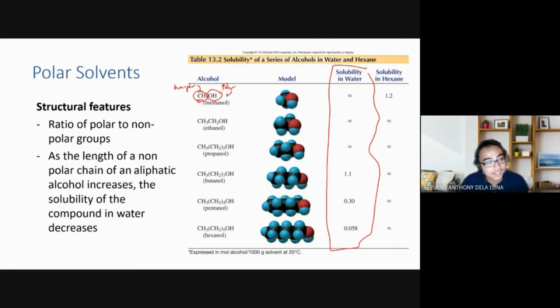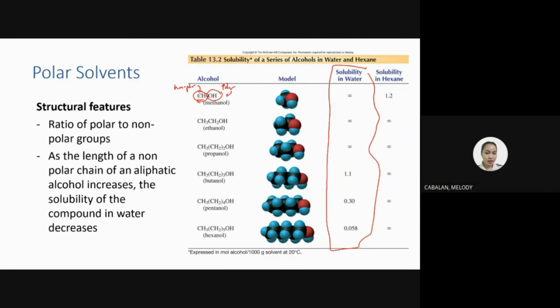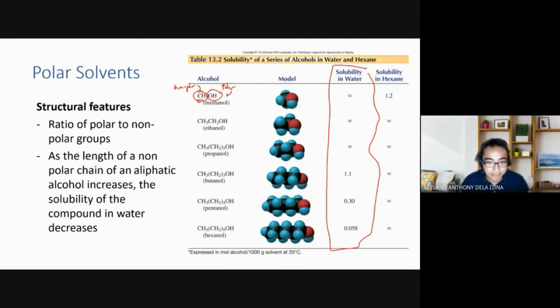kanyang polarity? Mas nagiging polar, mas nagiging non-polar. Pag dinadamihan ko yung carbon, mas nagiging non-polar po. Kaya tingnan nyo, class, pagdating sa hexanol, okay, soluble pa ba siya sa tubig? Halos hindi na. Okay, halos hindi na. Still soluble, kasi may OH group pa rin naman siya eh.